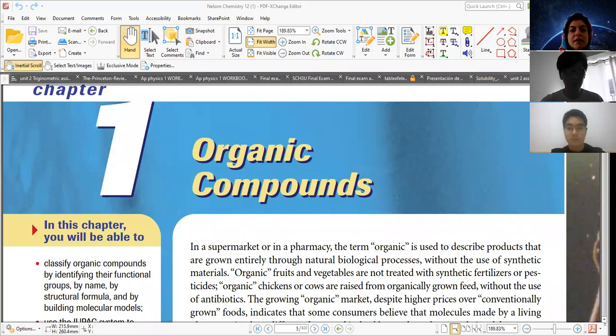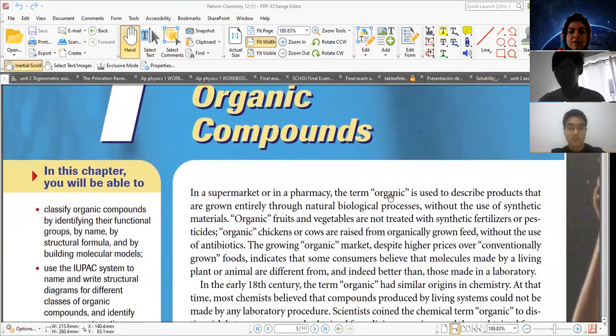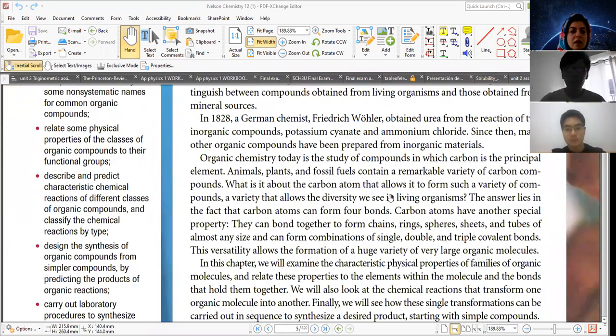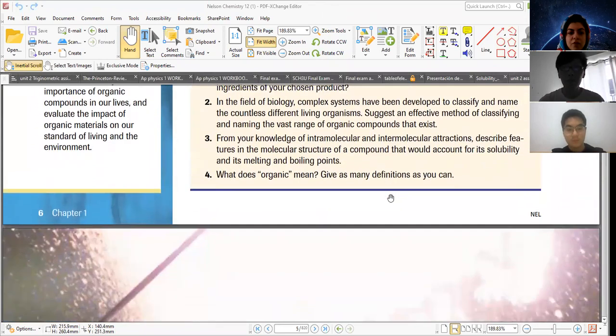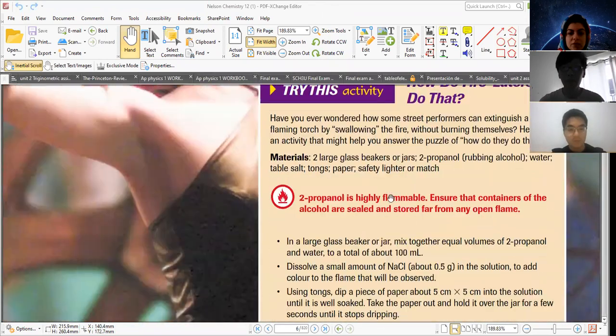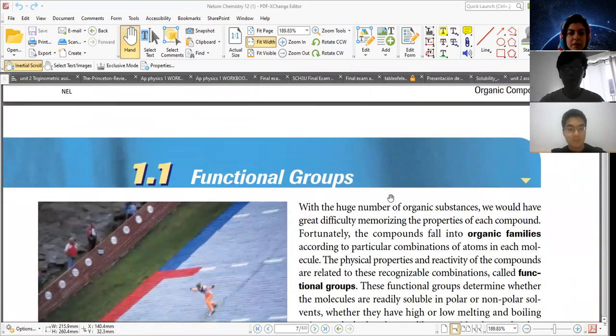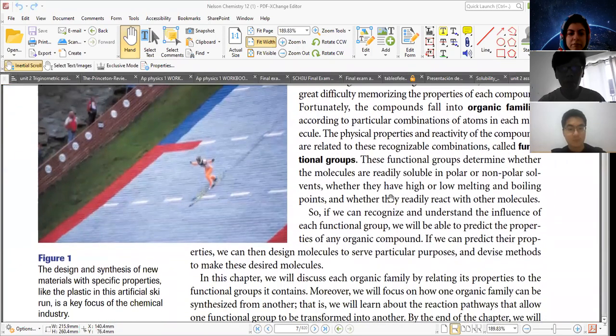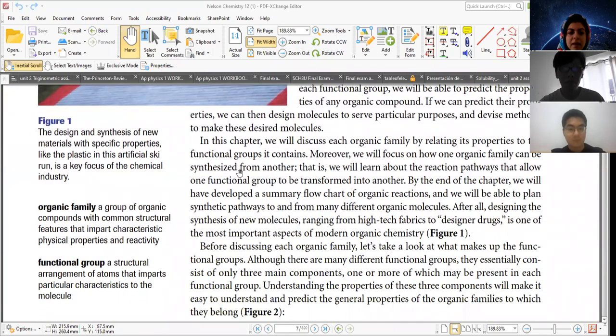Okay, first unit is organic chemistry. So we have lots of naming reactions, and it is mostly the rules you have to follow for the namings. So organic chemistry, what is the organic? Anything that has carbonic group, carbon, hydrogen, oxygen, they are organic groups. So here is the definition: a group of organic compounds with common structural features that impart characteristic physical properties and reactivity.